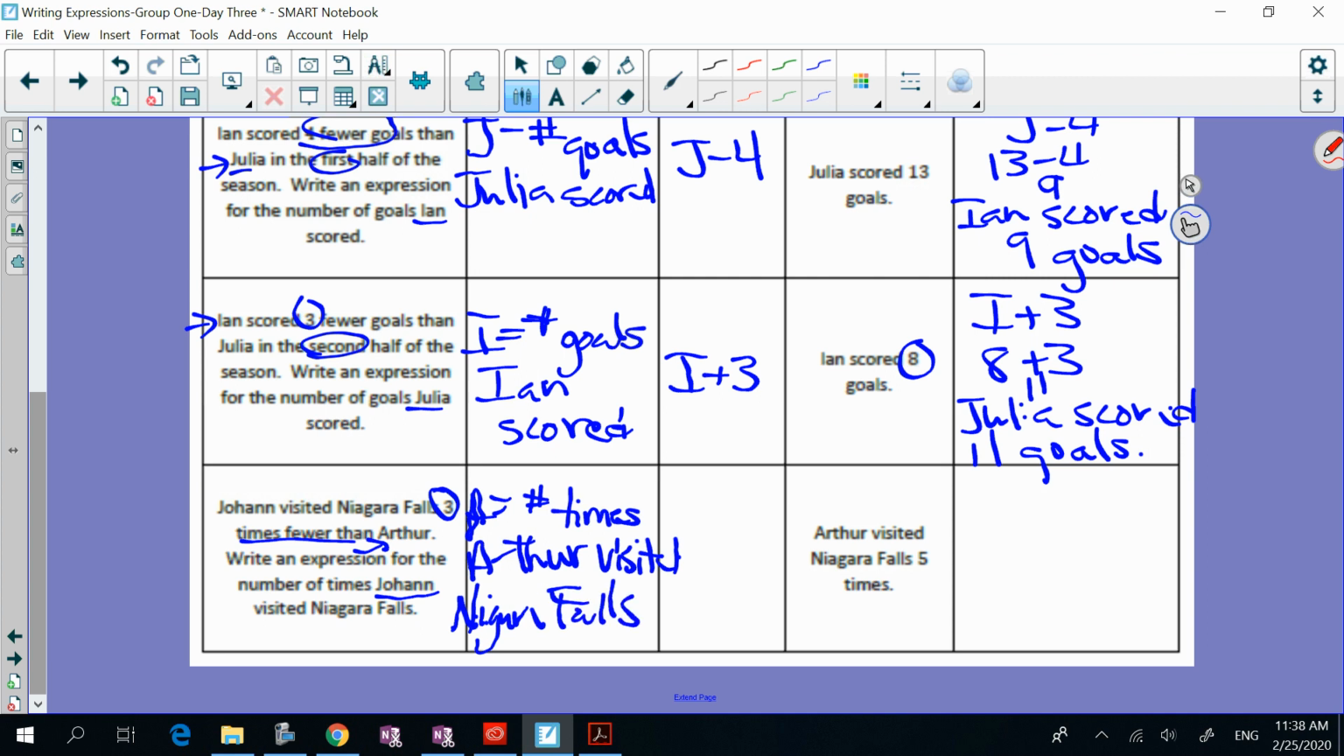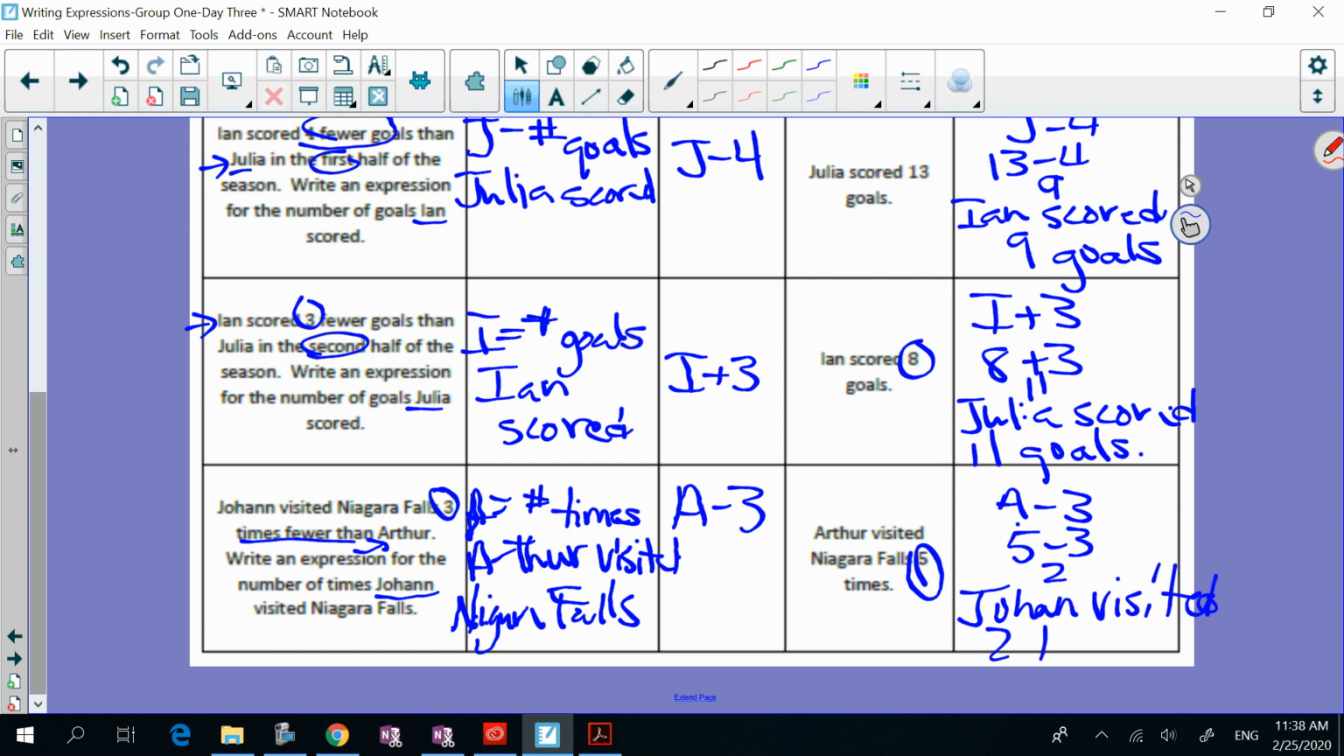From Arthur's perspective, Johann was 3 fewer than Arthur. So if I know the number that Arthur did, I take 3 away from that to get what Johann did. Arthur visited 5 times. So I start with my A minus 3. Substitute the 5 in. 2, so Johann went twice. Good job. Does that make sense, guys?